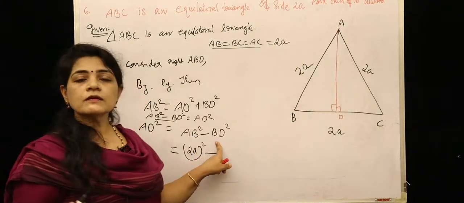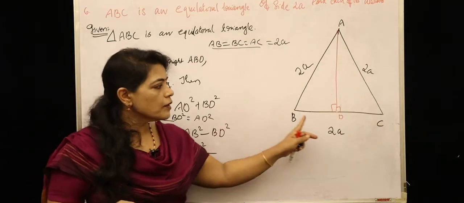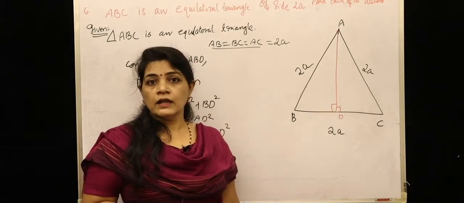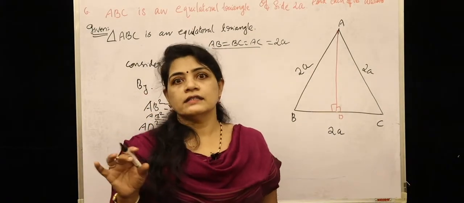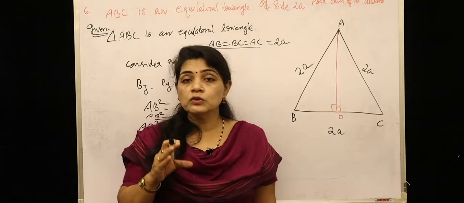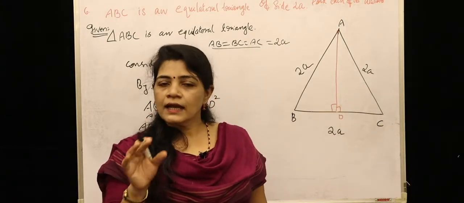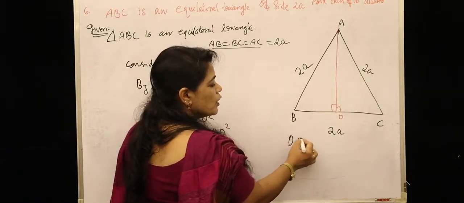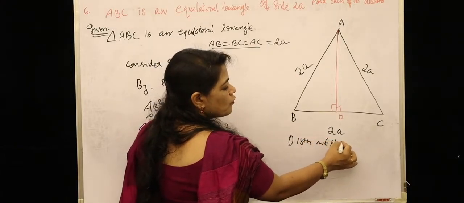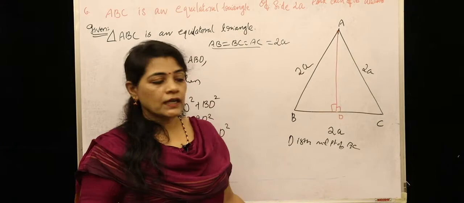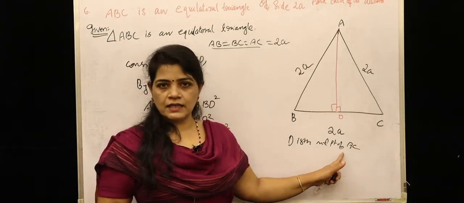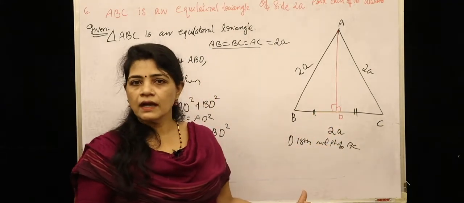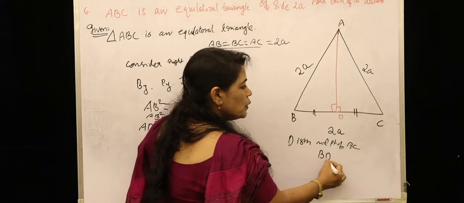minus, how can we substitute for BD? See children, from the figure BD is a part of BC, and I already told you that for an equilateral triangle, the perpendicular, that is the altitude, and the median are the same. That means D is the midpoint of BC. Since D is the midpoint of BC, BD equals DC. Understood? BD equals DC.